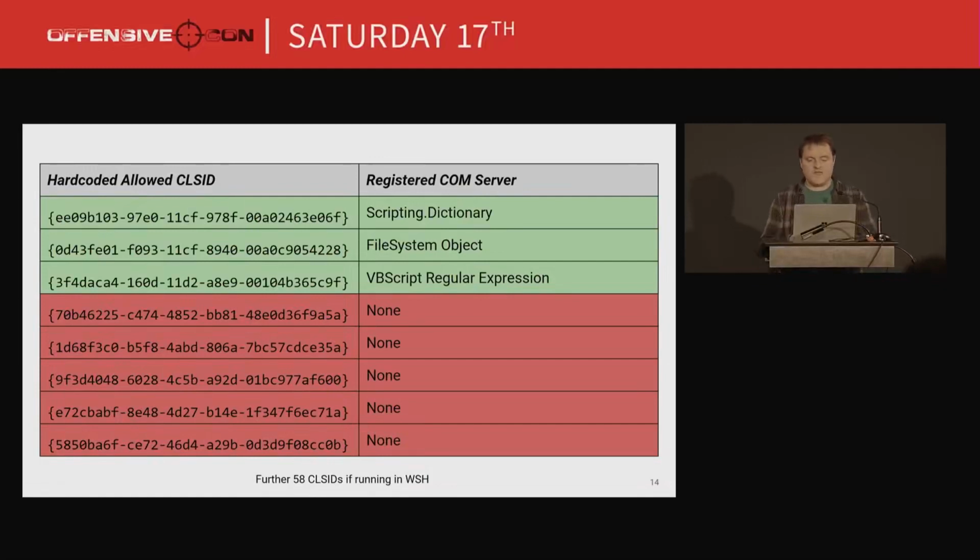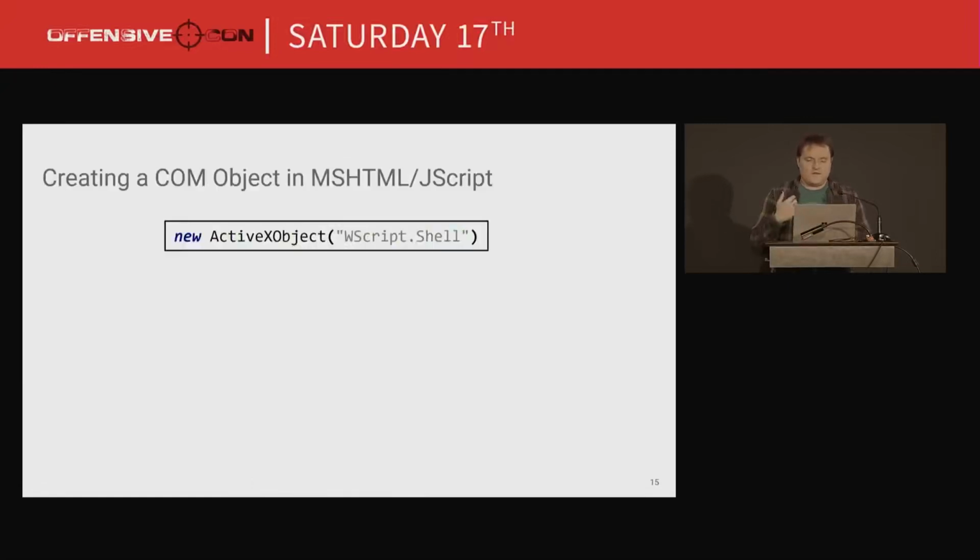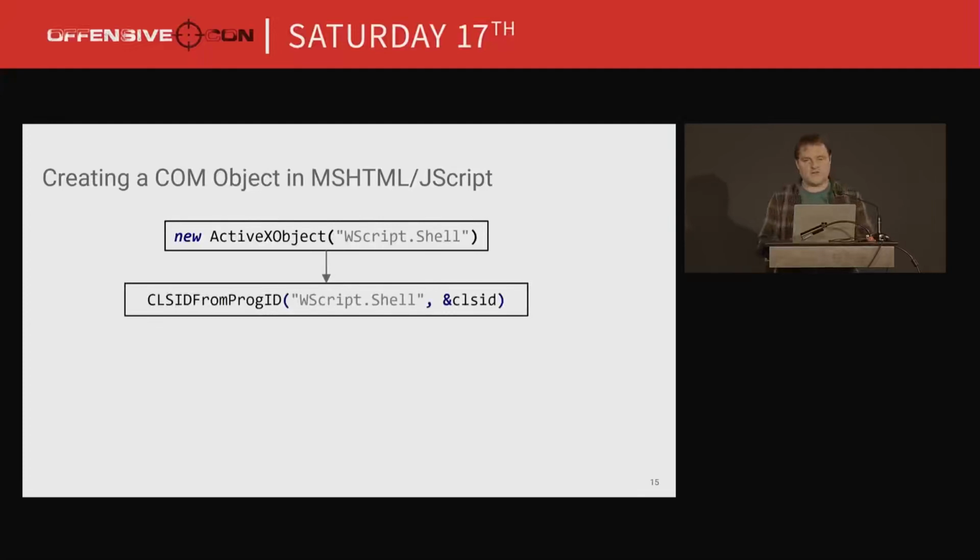But the interesting thing is, what if I registered a COM object which happened to be using one of these allowed class IDs, but actually created a completely separate COM object under the hood? Would that work? Would that bypass the restrictions? So it then becomes a question of how does MSHTML and JavaScript create COM objects? Now you would normally call new ActiveXObject passing in this string, WScript.Shell. WScript.Shell is something called a programmatic ID, and is basically just a moniker for referring to a particular COM object.